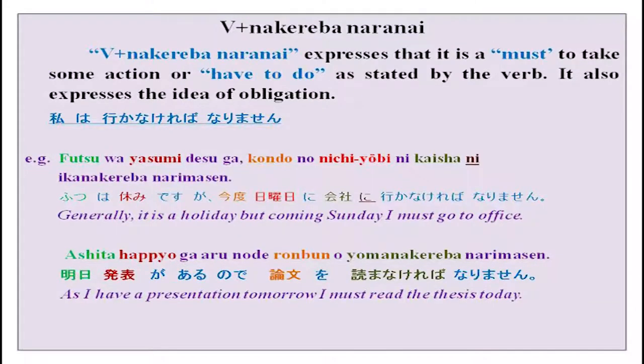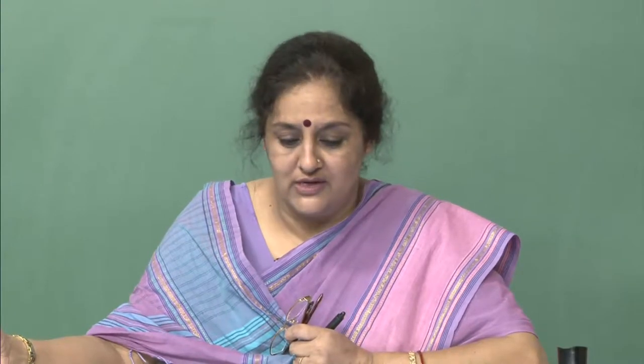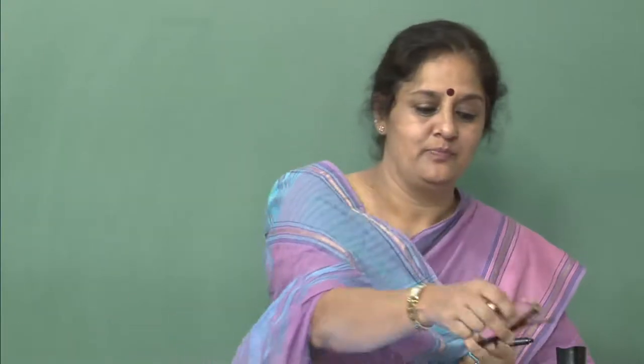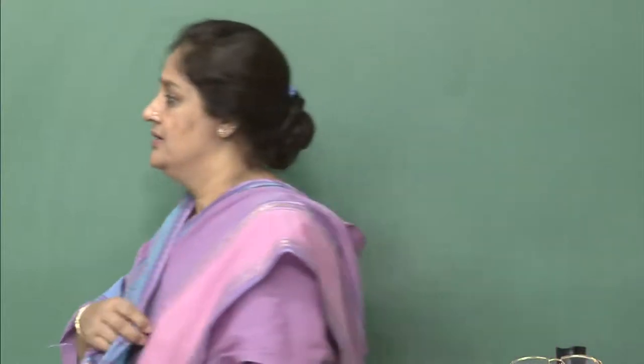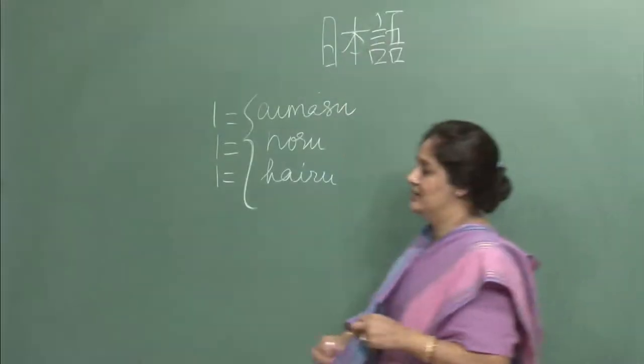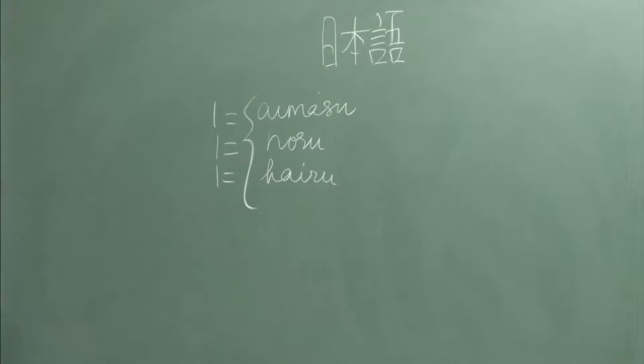Well, now what we need to do over here is nakereba narimasen. As you can see, nakereba narimasen expresses that it is a must. You have to perform what is being said by the verb. It is necessary. You need to do it. So, this form actually tells you that it is a necessity. It is a must for you to do this activity.